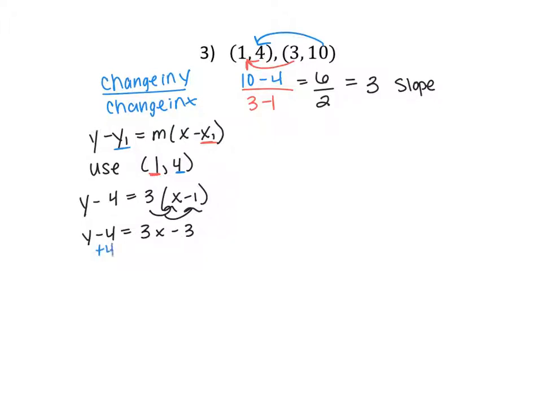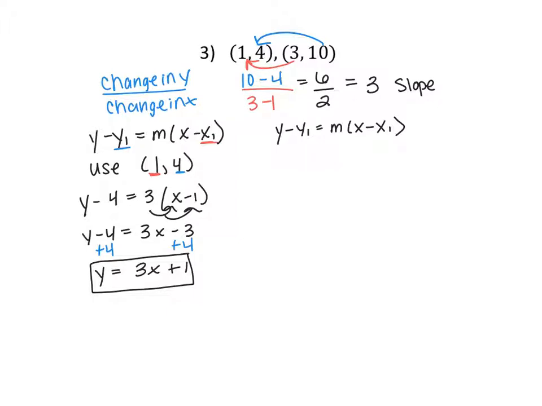Then to isolate the y, add 4 to each side. So y is equal to 3x plus 1, because negative 3 and positive 4 would be 1. So there's your equation in slope-intercept form. So now let's do the same thing, just so I can show you guys that it doesn't matter which point you plug in because both points are on the line.